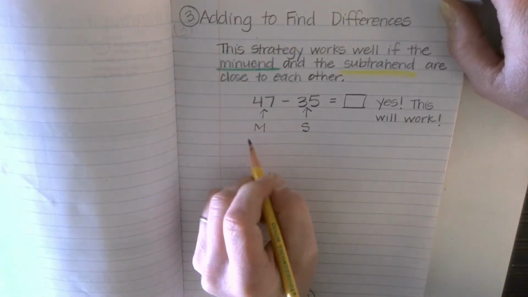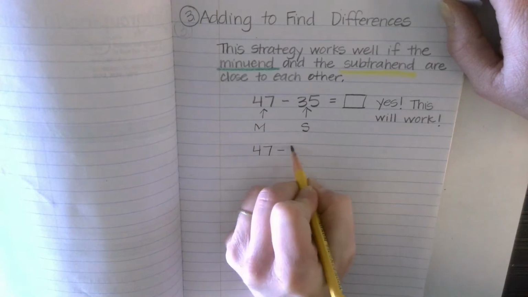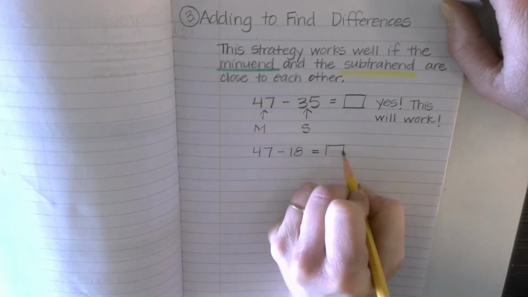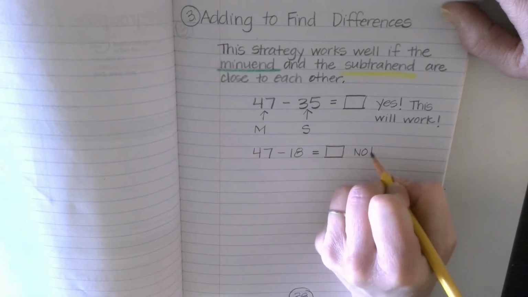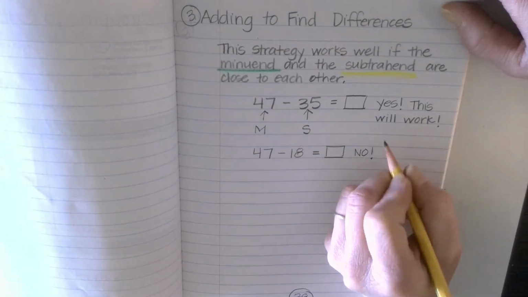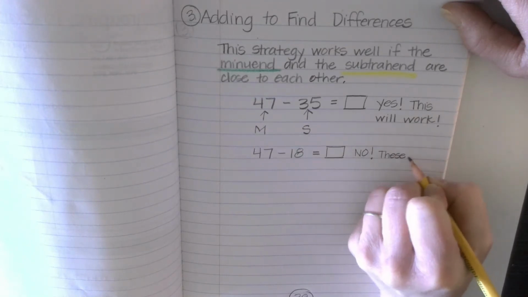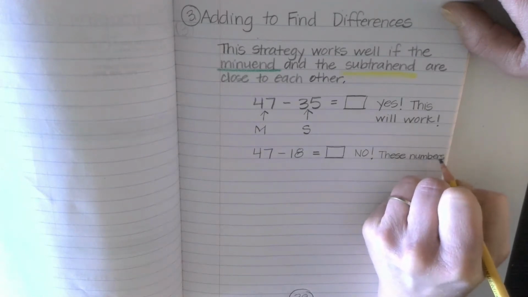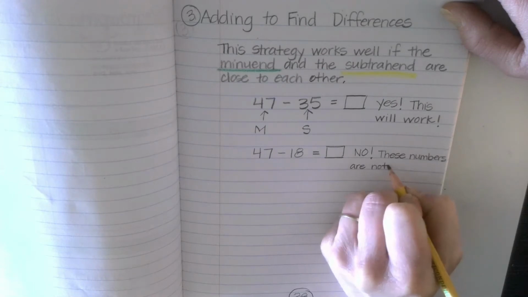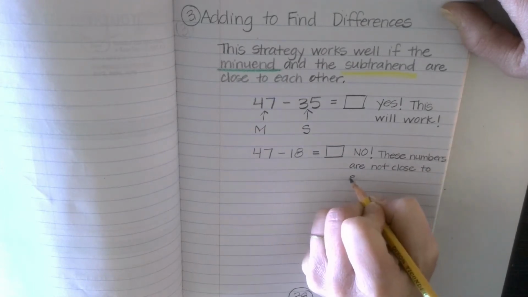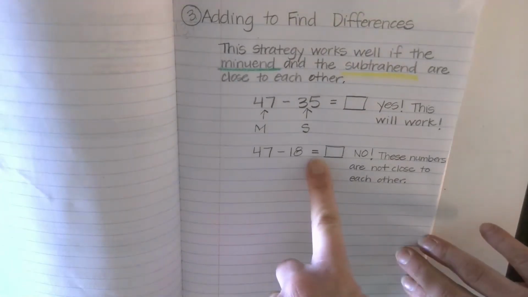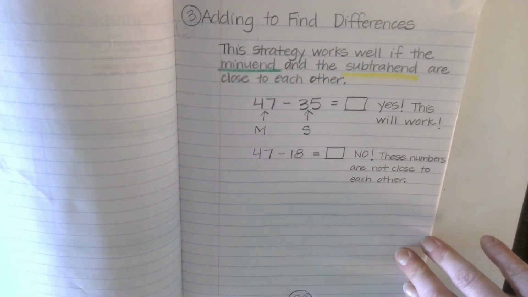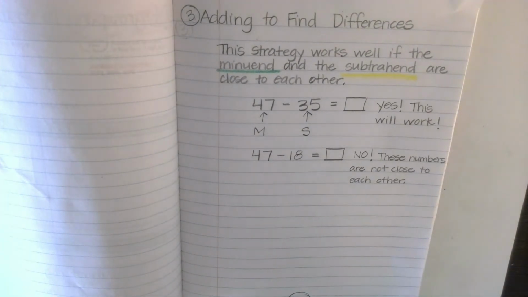Now let's look at another one. What if I write 47 subtract 18 equals box? Are those close to each other? No. Okay. These numbers are not close to each other. So if we had 47 subtract 18, that is one we'd want to use the break apart strategy for that we talked about, not adding to find differences.